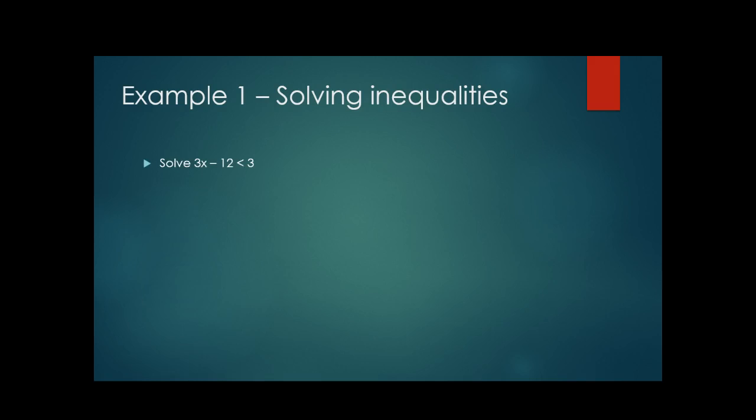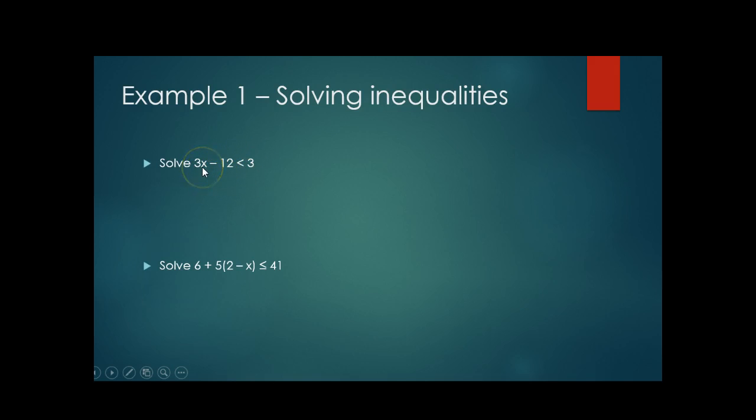So let's start with solving 3x minus 12 is less than 3. And then we're going to solve 6 plus 5 times the quantity 2 minus x is less than or equal to 41. Basically, we want to figure out what values of x we can plug in here to be less than 3. Obviously, there's a lot of different answers for that.